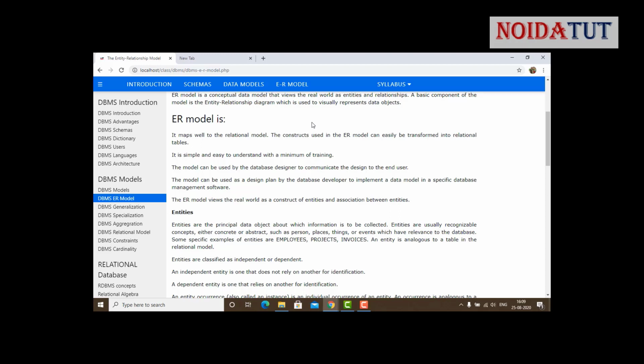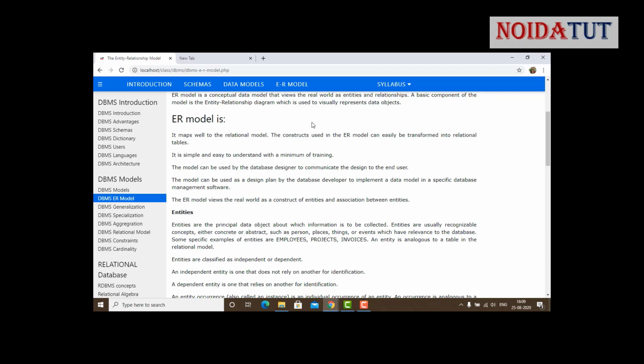Now, the model maps well to the relational model. The constructs used in the model can easily be transformed into relational tables. Practically, this is what we do: whatever we get in the model, we just convert into tables. And it is very easy and simple to understand with a minimum of training.